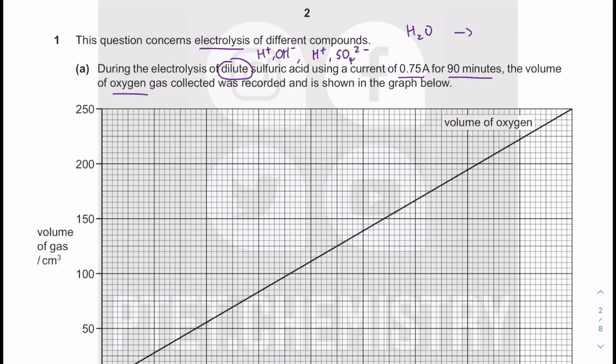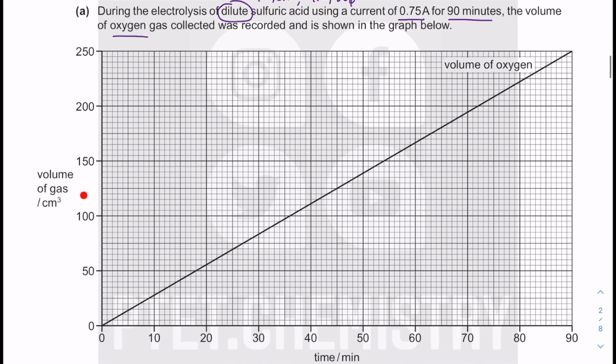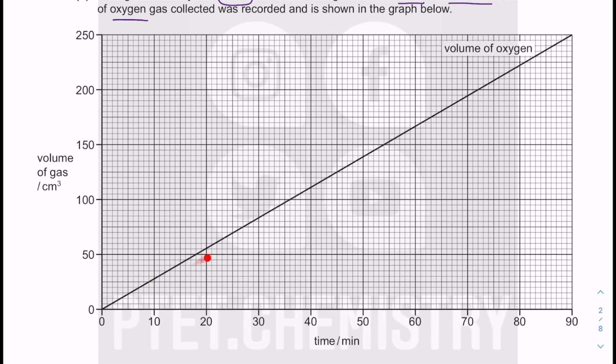This is an electrolysis where you use electricity to break down the chemical bond, which is actually the covalent bond, into the constituent elements, and this will give you a ratio of 2 hydrogen to 1 oxygen. Okay, so this is the volume of gas, where this line represents volume of oxygen against the time in minutes. So it's a directly proportional relationship.